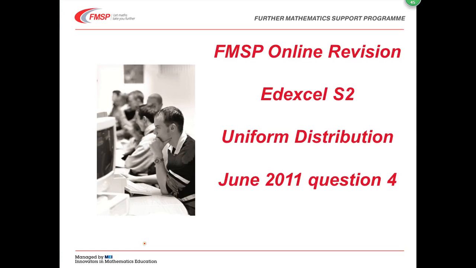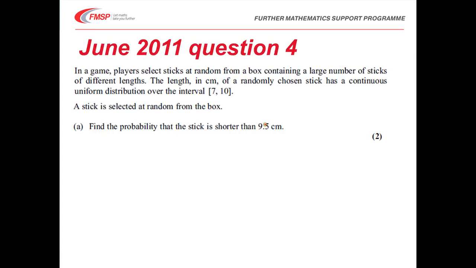So in this recording, we're looking at Edexcel S2, June 2011, question 4. And this question is going to be dealing with the uniform distribution. So in a game, players select sticks at random from a box containing a large number of sticks of different lengths. And the length of a randomly chosen stick has a continuous uniform distribution over the interval 7 to 10. A stick is selected at random from the box. Find the probability that the stick is shorter than 9.5.